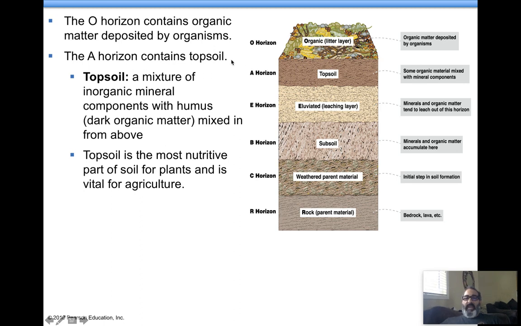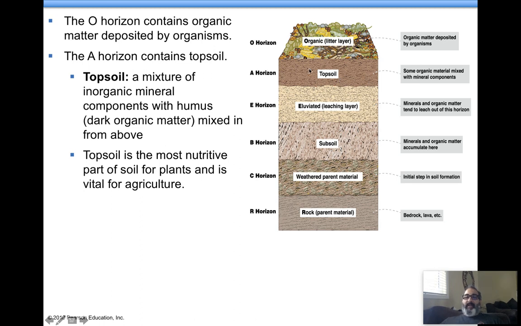Okay. The A horizon is next. This is called the topsoil layer. So this is a mixture. It's a mixture of humus, I already said that, organic stuff, mixed with inorganic stuff. So rock material. So organic and inorganic mixed together. That's your topsoil. This is generally what you would lay down if you're setting up a garden at your house.